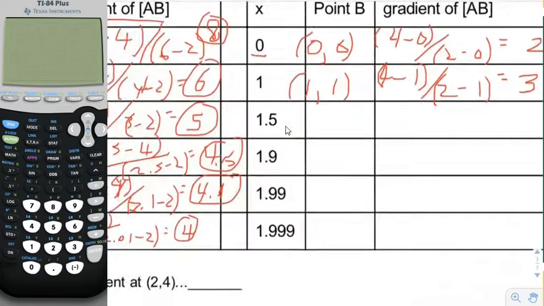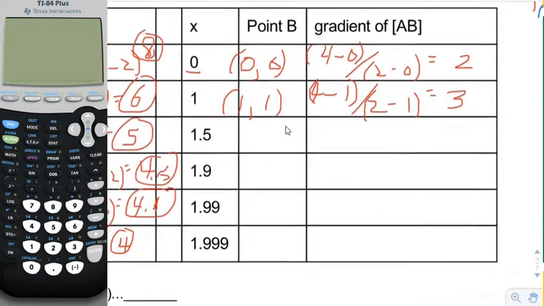Point B, let's see, we're going to have 1.5, and 1.5 squared is 2.25, so the y value is 2.25. And then we're going to say 4 minus 2.25 divided by 1.5 minus 1 is equal to, let's see, 4 minus 2.25 is equal to 1.75. And that's divided by 0.5. And that gives us 3.5.